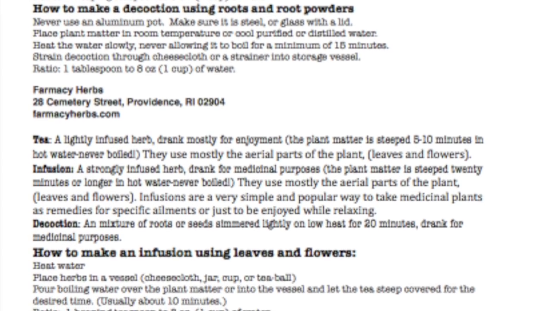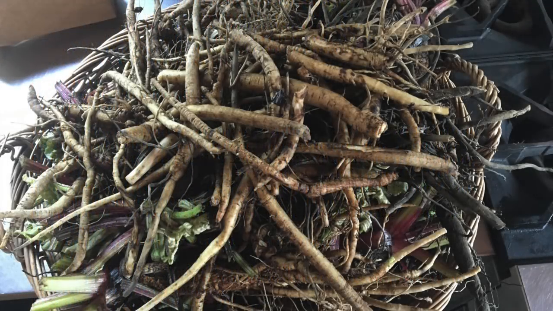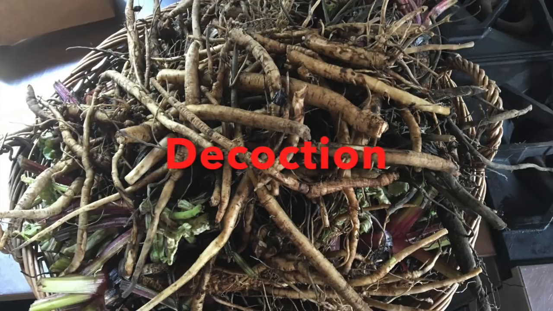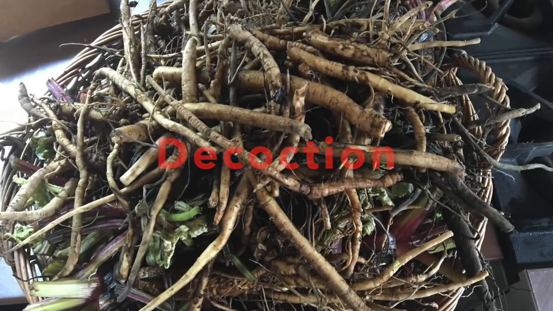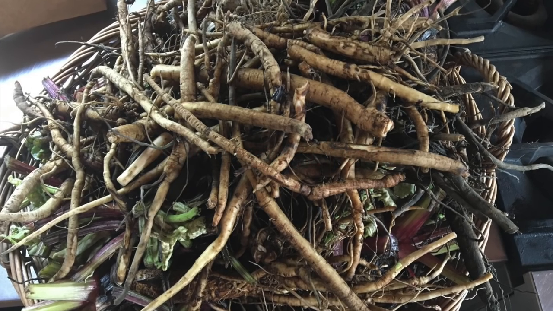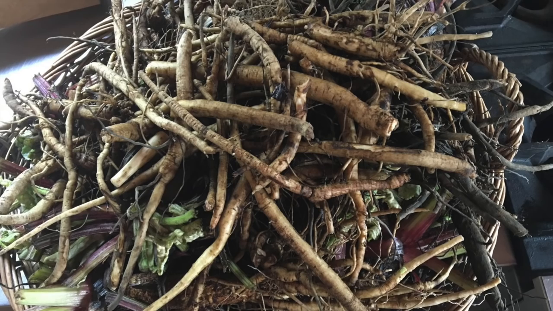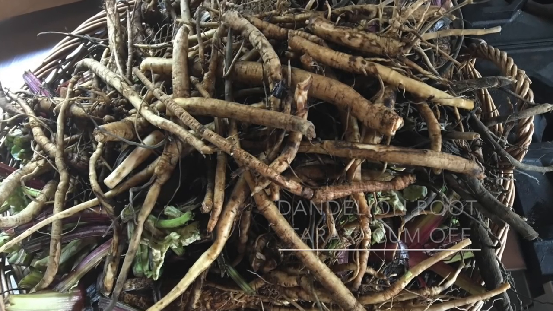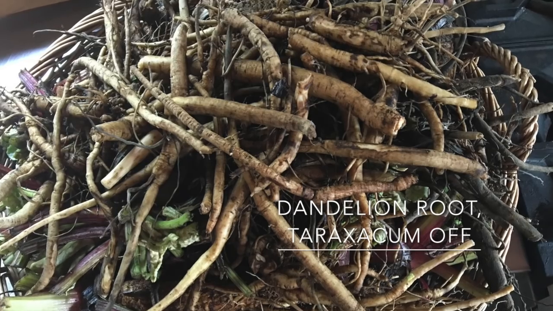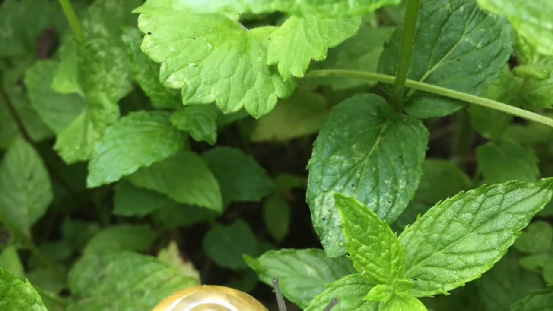The next water-based extraction is called a decoction. Decoction is made with bark, root, berries, and seed. These parts of the plants need a higher heat to extract these constituents. Generally, we're always keeping a lid on all of our extractions because we don't want all of the volatile oils to be simmered off.